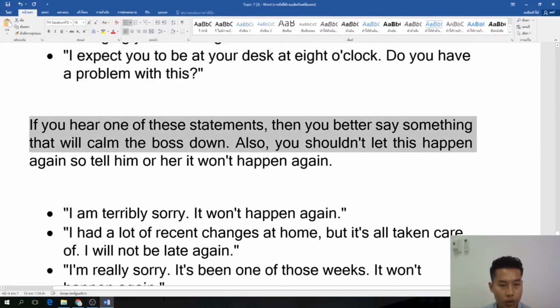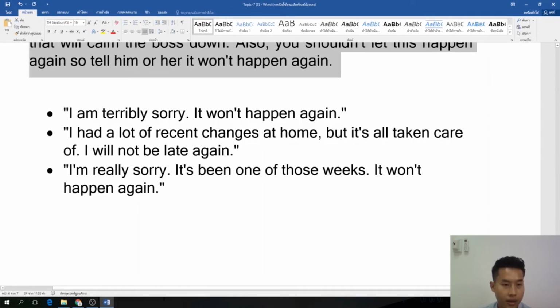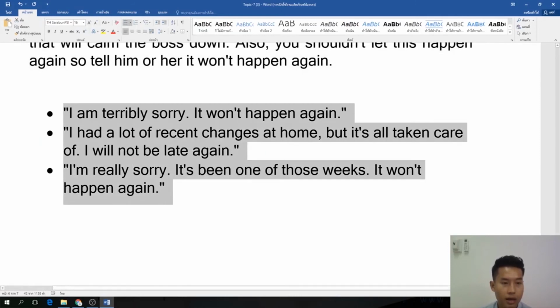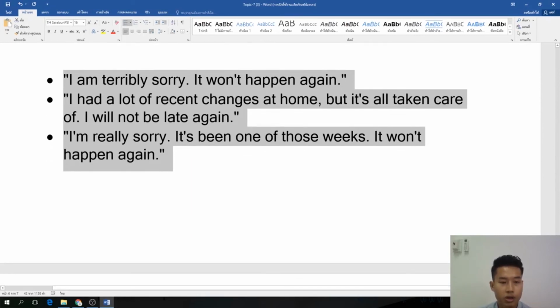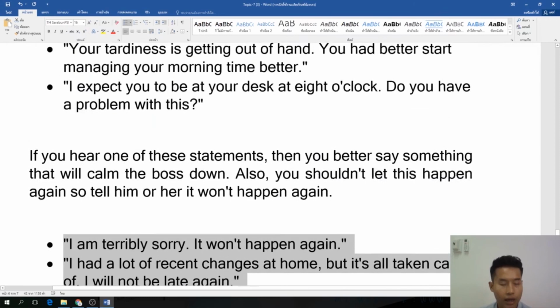Let's read one more little bit. If you hear one of these statements, then you had better say something that will calm the boss down, and you should promise this will not happen again. I'm terribly sorry, it will not happen again. I have had a lot of recent changes at home, but it is all taken care of. I will not be late again. I'm really sorry. It's been one of those weeks. It will not happen again.